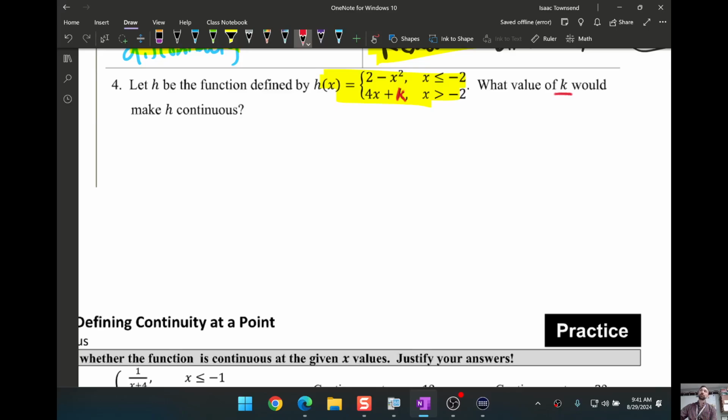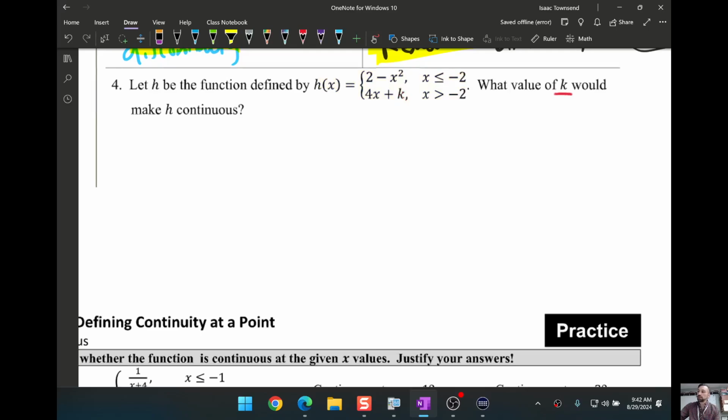So we certainly don't want to just plug in numbers and see. For this to be continuous, I need to make sure, well, first off, assuming k is just a constant, and it is, k is just some number we don't know, but 4x plus a number is always continuous. 2 minus x squared is always continuous. So the only place there might be discontinuity is when it switches from being the top function to the bottom function at x equals negative 2.